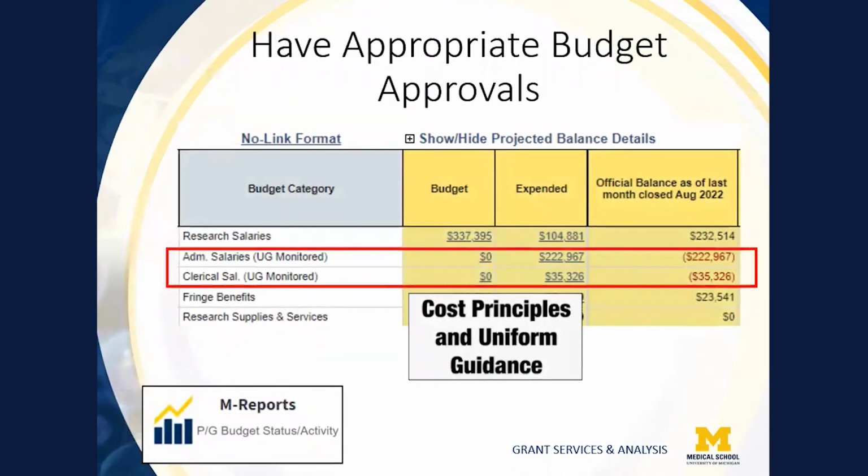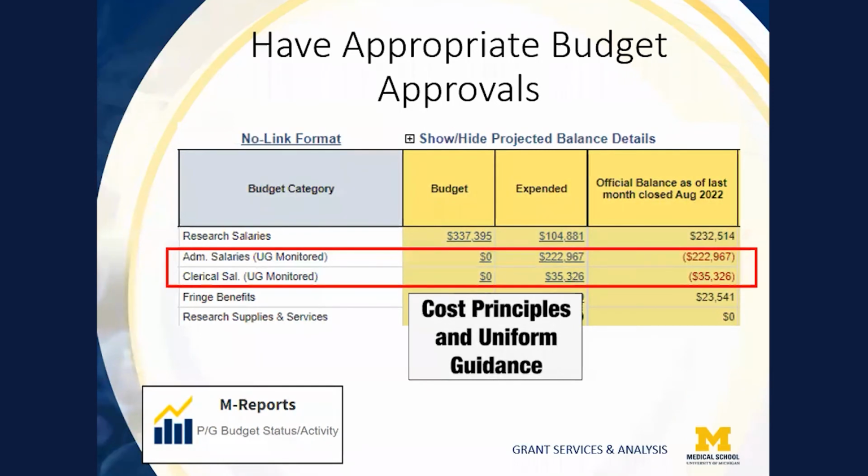Now we're going to go a little bit deeper. If you have individual projects that you are looking at, now we're in the project budget status activity report. So looking at an actual individual project versus your summary list of your portfolio, use this information to make sure that you have appropriate budget approvals in place.